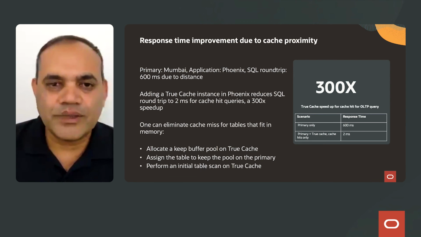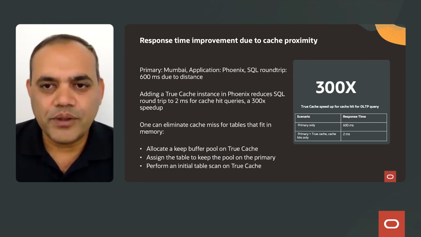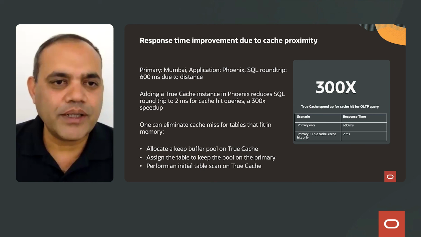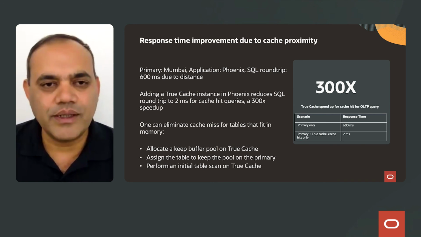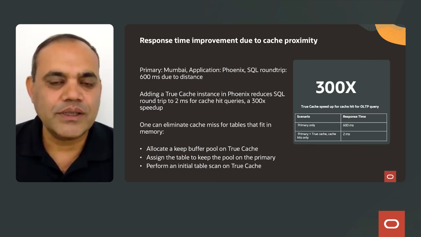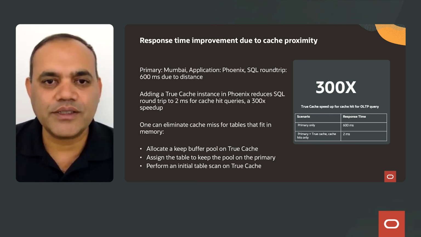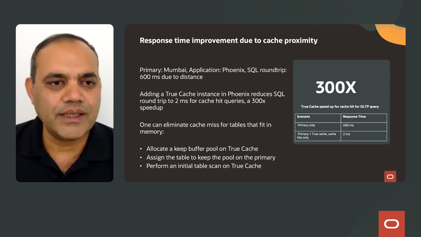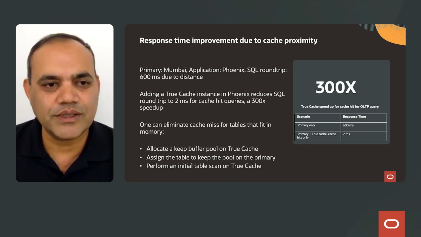This experiment was done to measure performance improvement due to the cache proximity. The primary database was deployed in Mumbai in India, and the application was deployed in Phoenix, United States. The SQL round trip between Phoenix and India is around 600 milliseconds due to the distance.